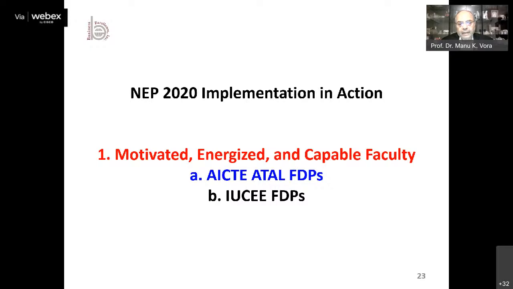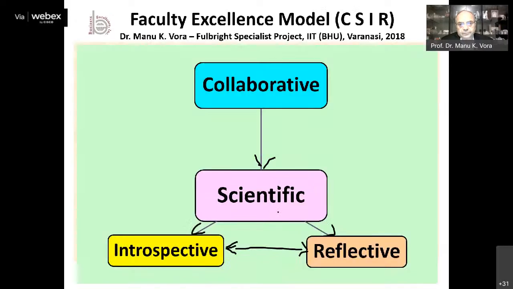Now, I'll keep moving into the implementation in action. As I mentioned, for teaching and learning, one of the most important items is motivated, energized, and capable faculty. So I'll share with you two aspects where I've been involved personally: AICTE Atal FDPs, and IUC FDPs, Indo-Universal Collaboration for Engineering Education.